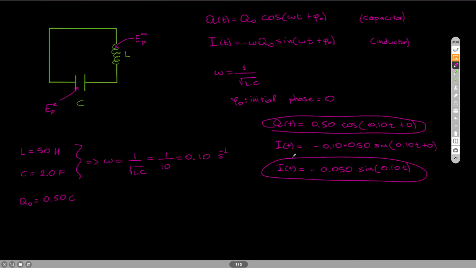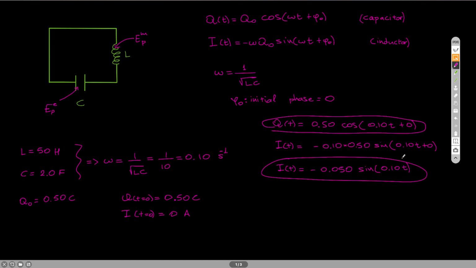Let's see what happens when t equals 0. At t equals 0, 0.1 times 0 gives me 0. The cosine of 0 is 1, so the charge ends up being exactly 0.5 coulombs. And the current at t equals 0, if I plug in 0 for time, 0.1 times 0 gives me 0. The sine of 0 is 0, and it doesn't matter what I have here, the current will be exactly 0 amperes at t equals 0.